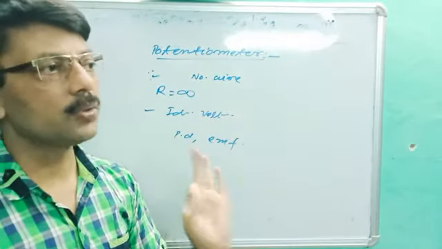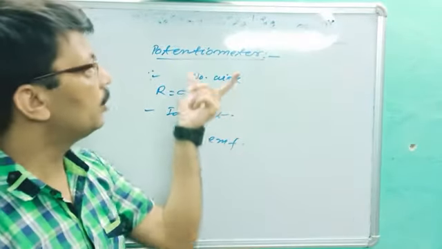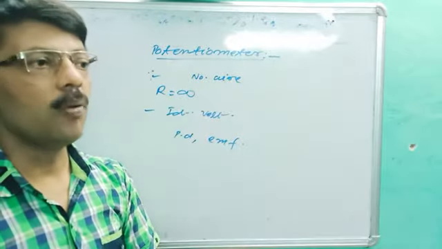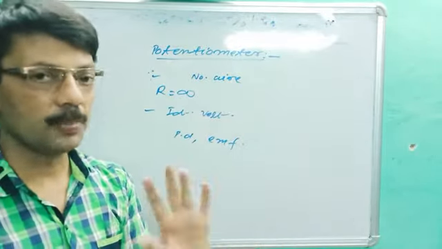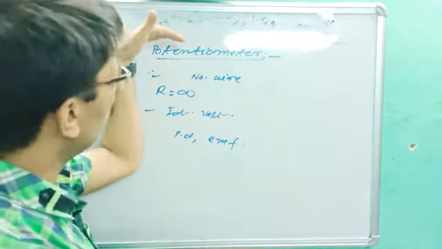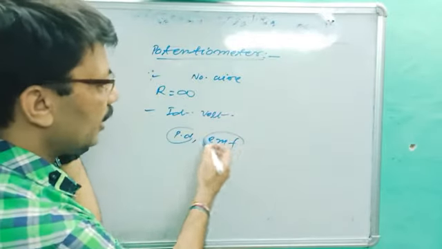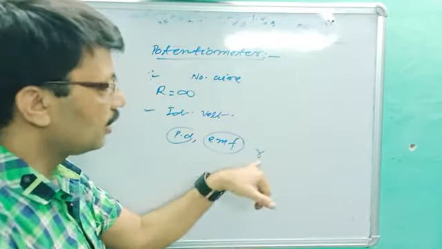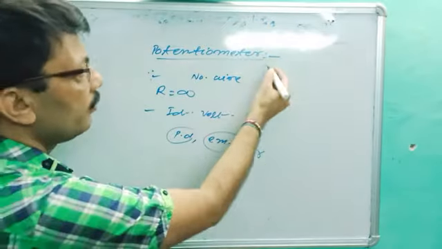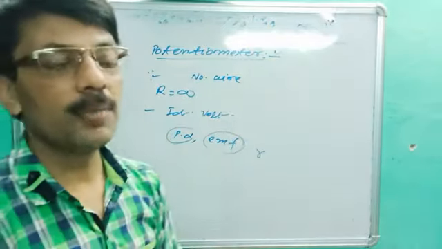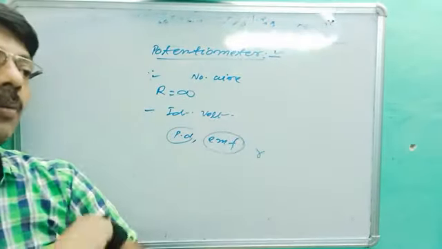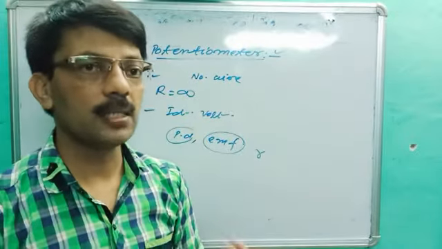Number of times this question is asked: there is a basic difference between potentiometer and voltmeter. Voltmeter only measures the potential difference between 2 points, while potentiometer measures the potential difference as well as EMF as well as internal resistance, and it is based on null deflection. Potentiometer is based on null deflection, while voltmeter is based on deflection. This is the basic difference between them.